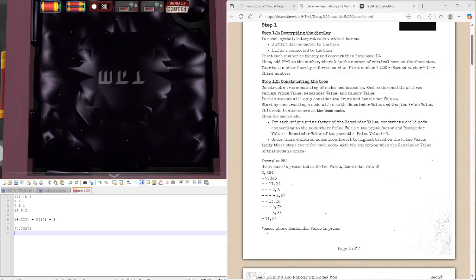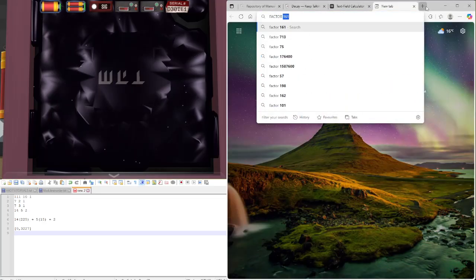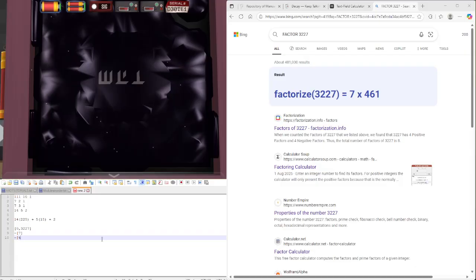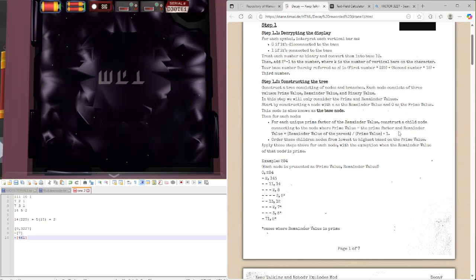For each unique prime factor, so that would be 7 and 161. So KTaNE prime factor and remainder value equals remainder value of the parent and prime value plus 1. Is remainder value of the parent.